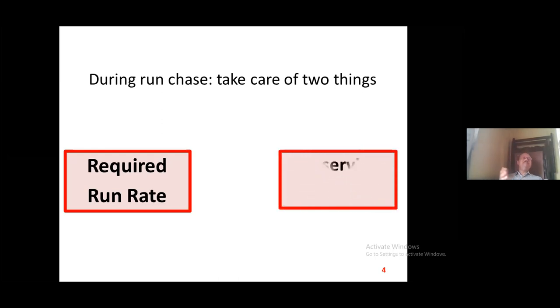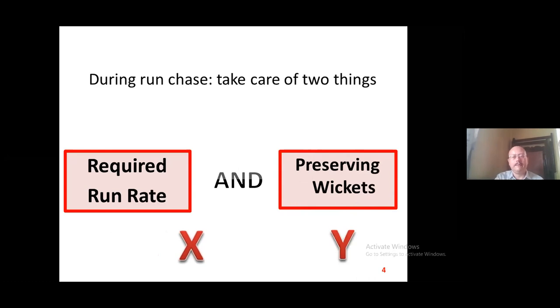During any run chase, the team has to take care of two things: required run rate and preserving wickets. And this we call our X and our Y. These two combined together will generate the data to measure performance.